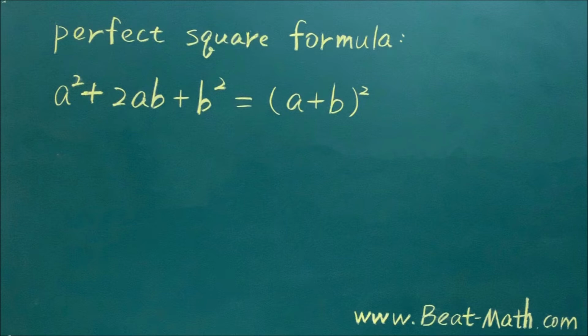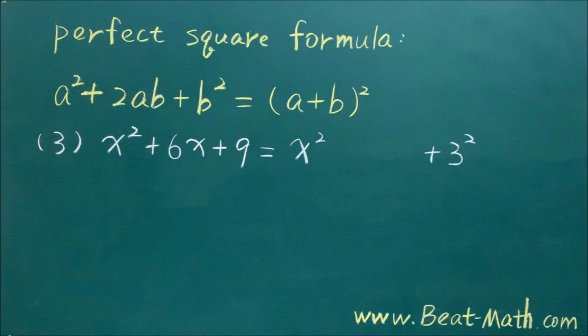Let's try this formula out with some examples, like this. X squared plus 6x plus 9. Here 9 is the square of 3. 6x equals 2 times 3x. Apply the perfect square formula to it. We get x squared plus 6x plus 9 equals the quantity of x plus 3 squared.